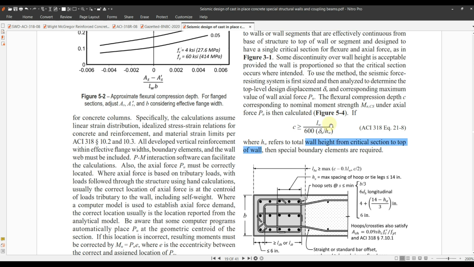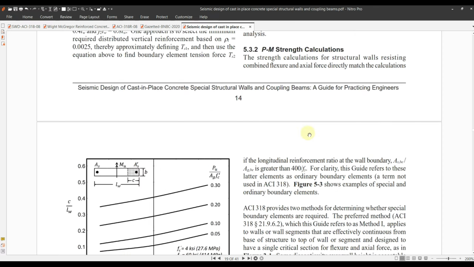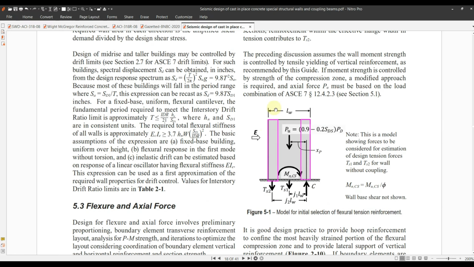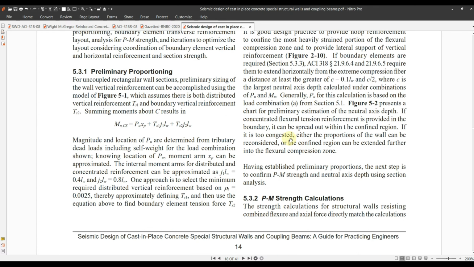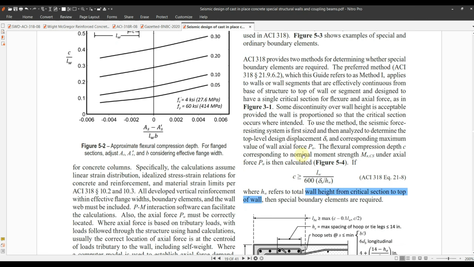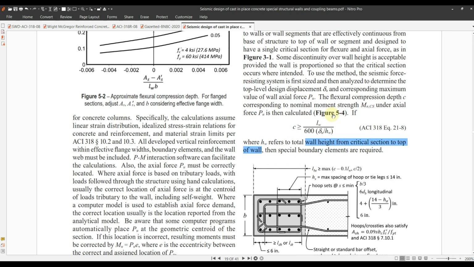to the top of the wall. This is HW. LW is known. If it is a single wall like this single segment, then you know the LW. But if it is a compound wall, then it may be a little difficult to find out the LW. So there are other ways to do it.